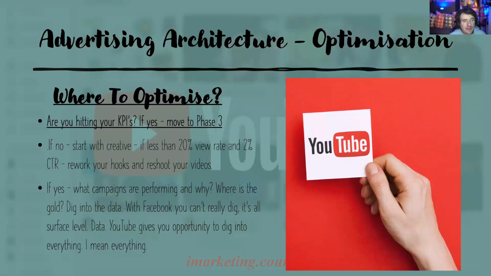If we're not hitting our KPIs, we start with our creatives. Do we have less than a 20% view rate and less than a 2% click-through rate? If we do, we would normally rework our hooks and reshoot our videos. So we would either rework our hooks or ask ChatGPT to produce some more video scripts, or whatever the case may be, and then we would reshoot them and re-upload them.